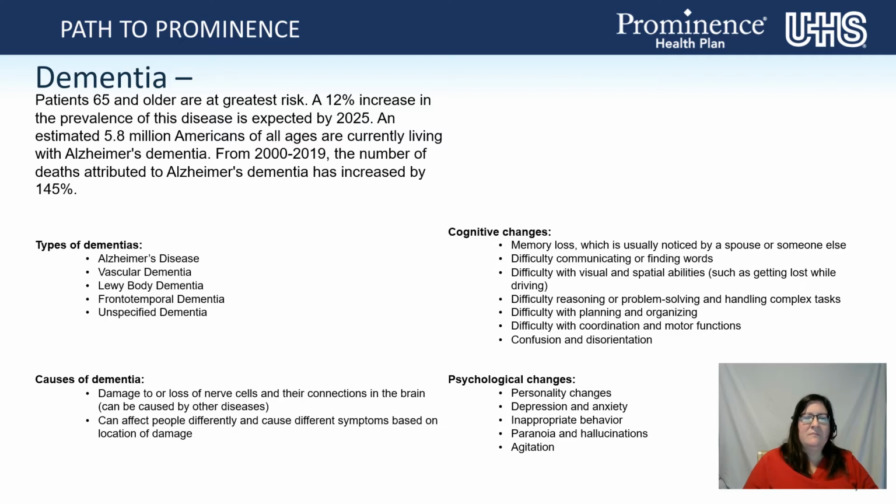There are different types of dementia, different causes of dementia, specific cognitive changes, and psychological changes. The types of dementia are Alzheimer's, vascular, Lewy body, frontotemporal, and unspecified. The specific cognitive changes to be aware of are memory loss, difficulty communicating or finding words, difficulty with visual abilities, difficulty with reasoning or problem solving and handling complex tasks, difficulty with planning and/or organizing, difficulty with coordination and motor functions, confusion and disorientation.